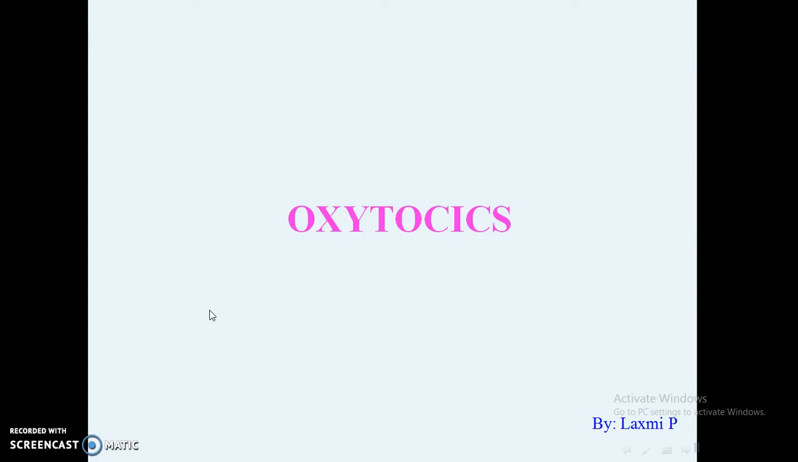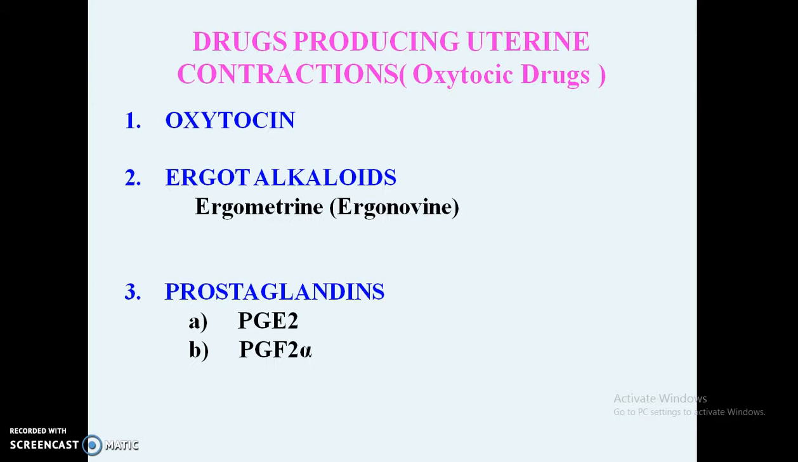Hello, today I am going to discuss oxytocin. These are the drugs which produce uterine contractions. The examples are natural oxytocin, ergot alkaloids, and prostaglandins. Examples are prostaglandin E2 and prostaglandin F2 alpha.